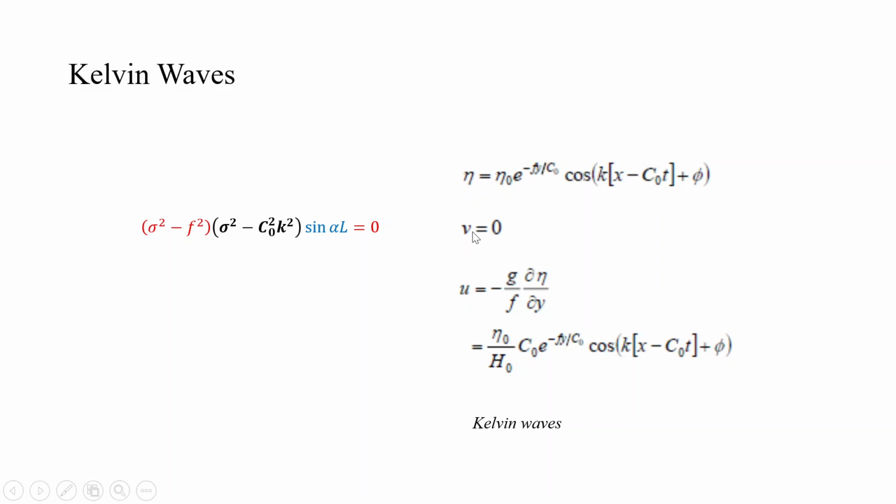Okay, and then there's no v component. There's no meridional flow. The zonal flow and the eta, which changes in y, satisfy a geostrophic relationship. Because eta is known, the u velocity becomes the same cosine function but with a different amplitude. It also has the same meridional structure. So this is called the Kelvin waves.